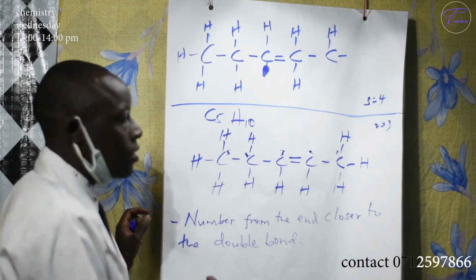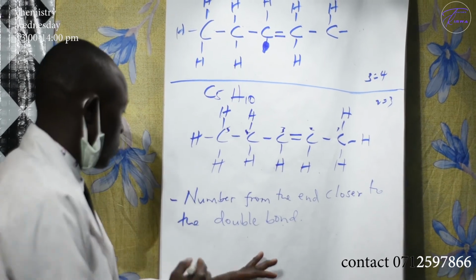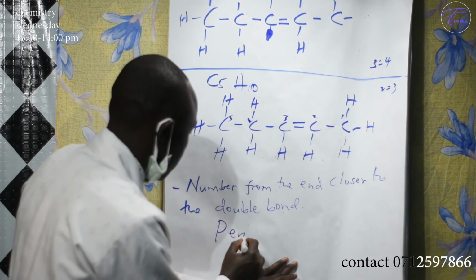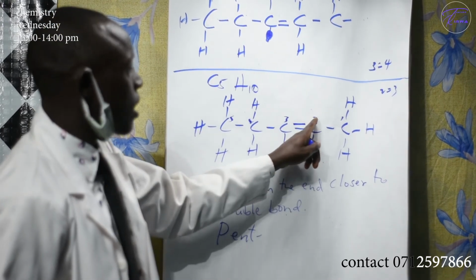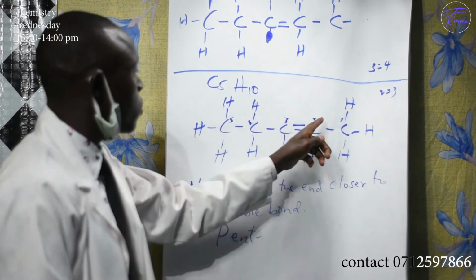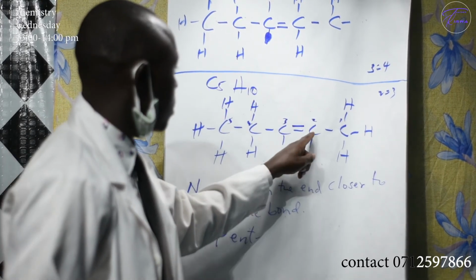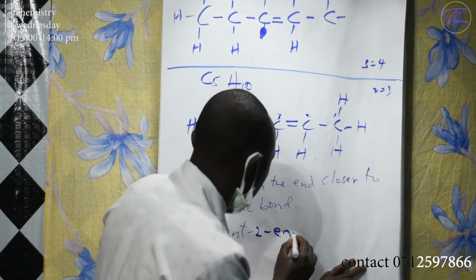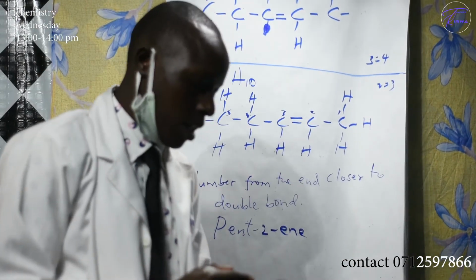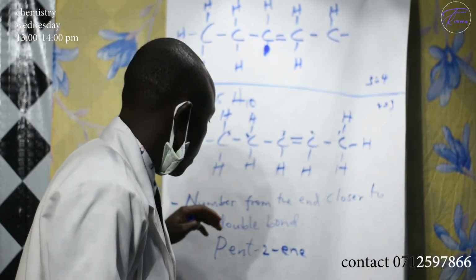So the name becomes, because the chain contains 5 carbon atoms, pent. And then you have the double bond between carbon 2 and 3, and we have said you assign the lowest number. So it is at carbon number 2. So pent-2-ene. Let me introduce a branch there.